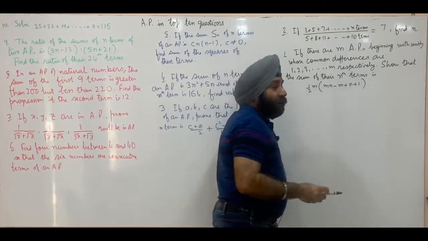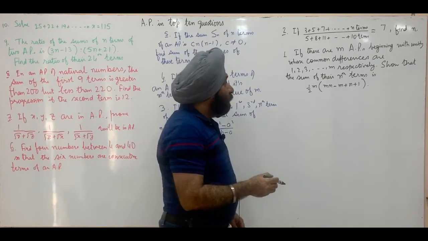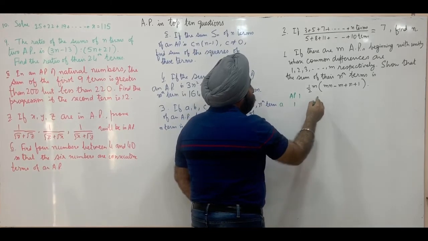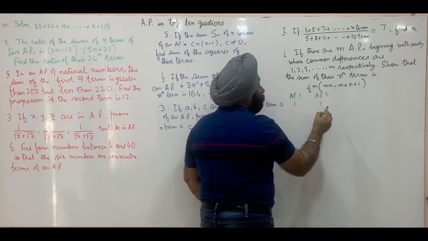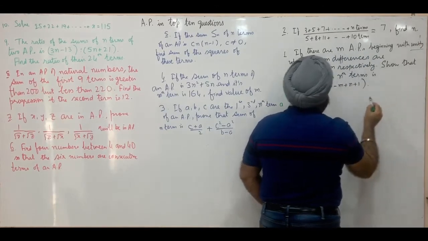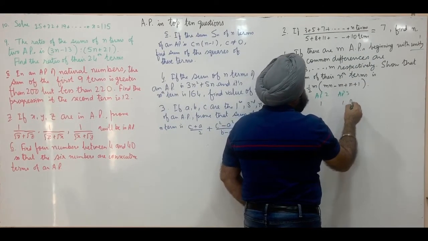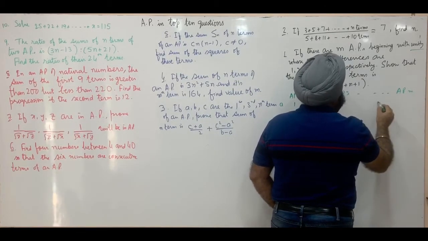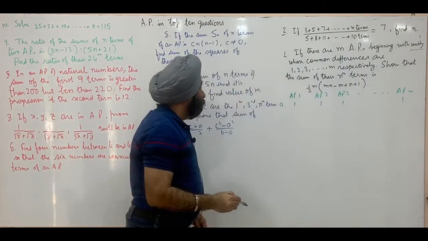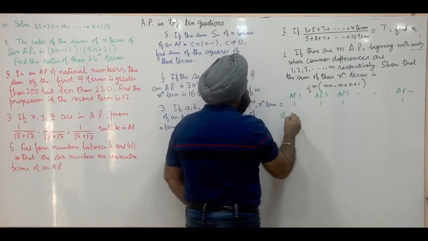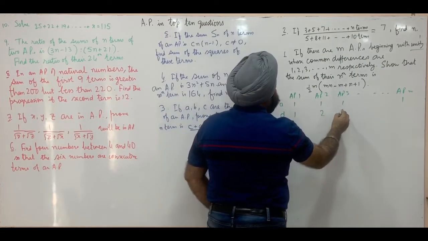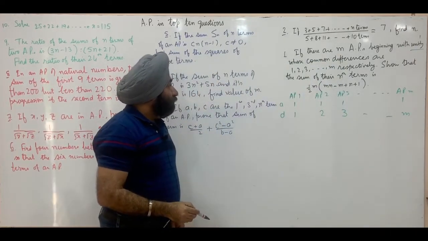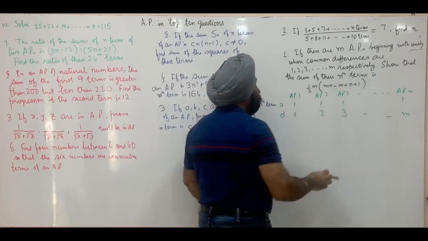There are m APs beginning with unity. So we have AP1, first term is 1. Second AP, first term is again 1. Unity is 1. Third AP, this is with first term of 1. And this way we have m arithmetic means. And first term here is also 1. What about common difference? Common difference is given as 1, 2, 3 and so on up to m. We have to show sum of nth terms is this.